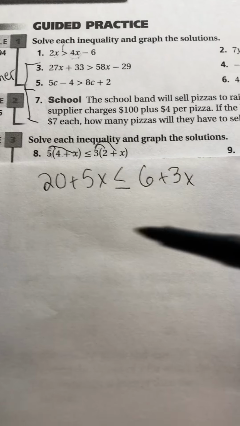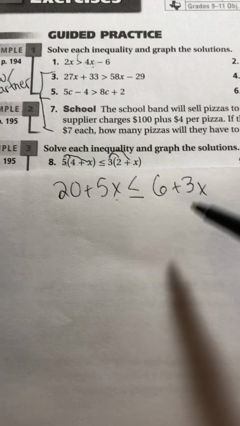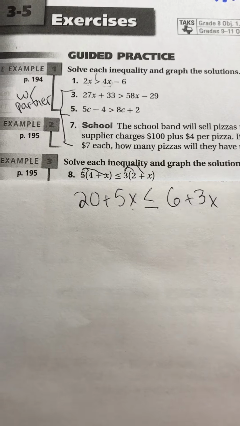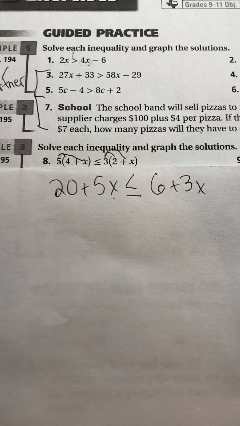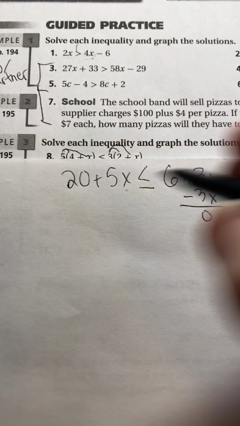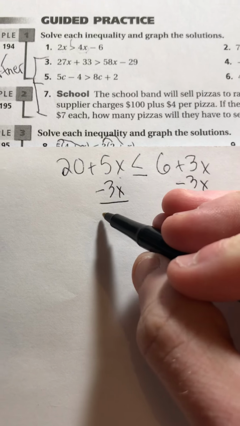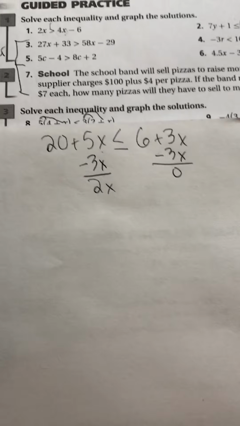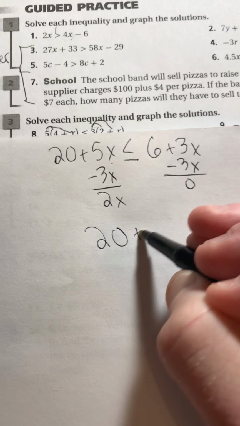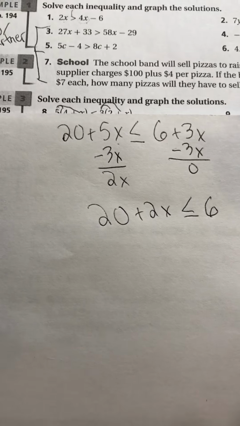So at this point, we still need to get all the variables on one side. And I think it's easier if you end up with a positive variable. So you want to subtract the smaller variable so that your x's will still be positive. So we'll subtract 3x, get 0, subtract 3x, and we have a positive 2x. So now we're at 20 plus 2x is less than or equal to 6.